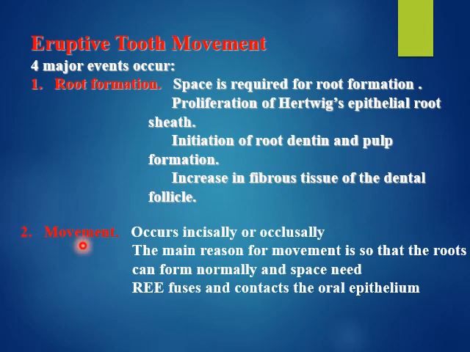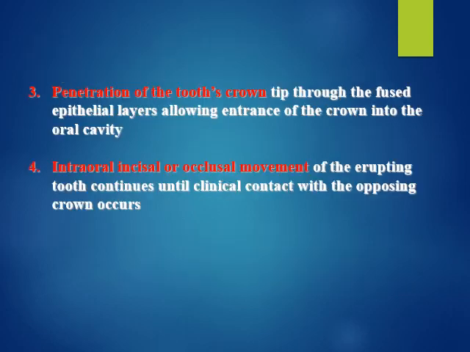Second event is the movement. When the root formation occurs, the movement of the tooth occurs incisally or occlusally. The main reason for the movement is so that the root can form normally and space is needed. Reduced enamel epithelium fuses and contacts with the oral epithelium. Third event is the penetration of the tooth crown tip through the fused epithelium layer, allowing the entrance of the crown into the oral cavity. Epithelial layers mean reduced enamel epithelium and oral epithelium.